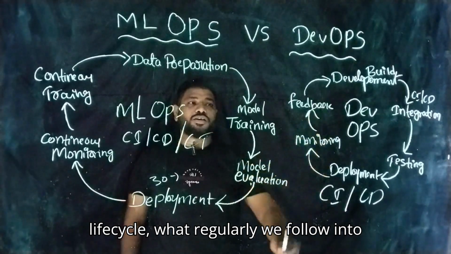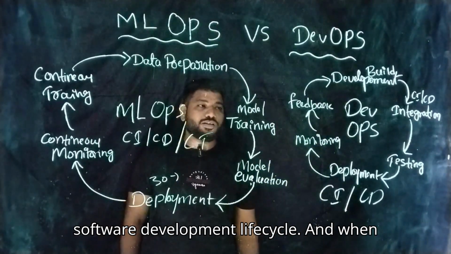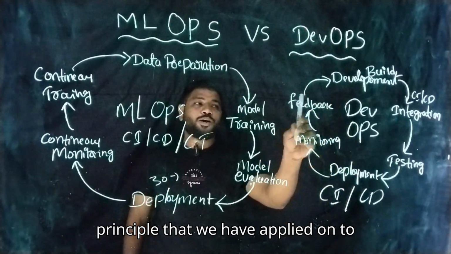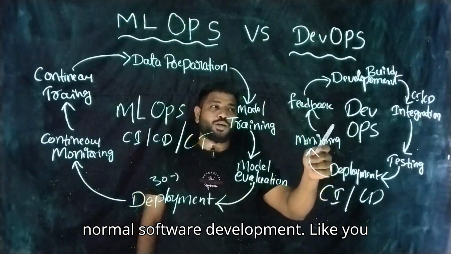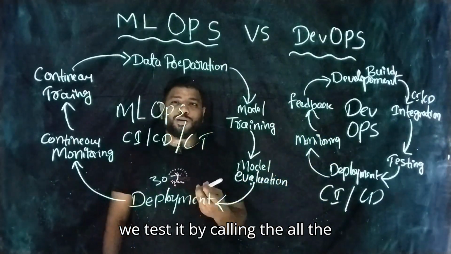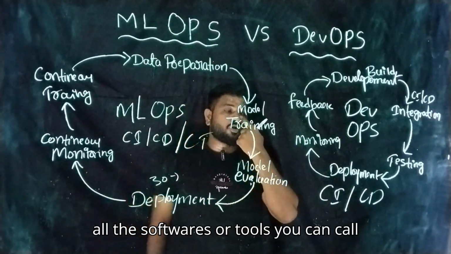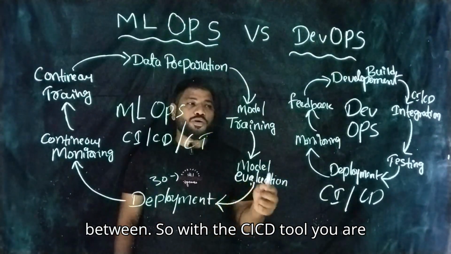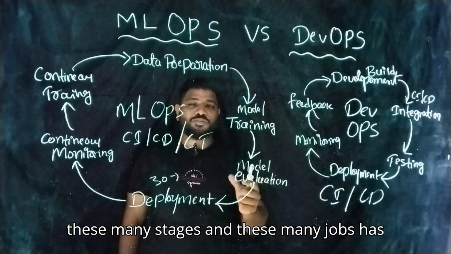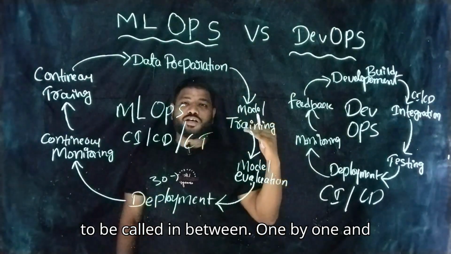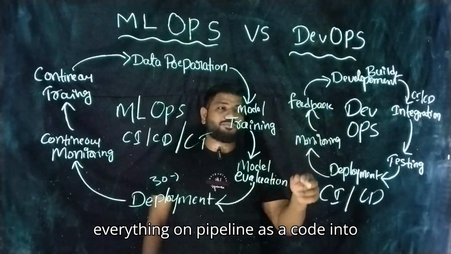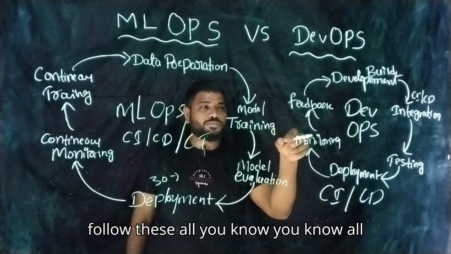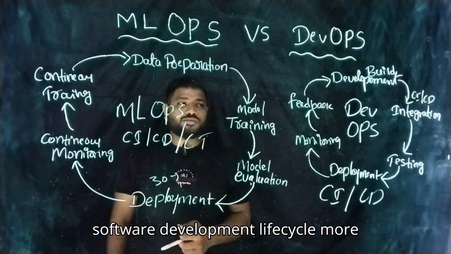So that's about the DevOps lifecycle, which we regularly follow in the software development lifecycle. When it comes to MLOps, we are going to follow the same principle that we apply to normal software development. We build it and test it by calling all the software or tools, by integrating a CI/CD tool in between. With the CI/CD tool, you specify, hey, I need these many stages, and these many jobs have to be called one by one, sequentially. You can specify everything as a pipeline as code in your CI/CD tool. Accordingly, you can follow all these principles and make your software development life cycle easier.